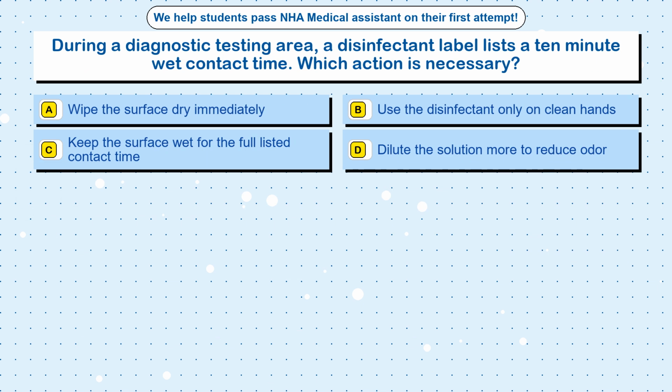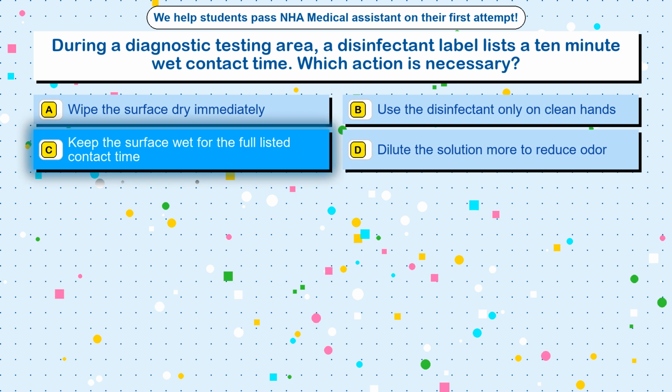Question 12. During a diagnostic testing area, a disinfectant label lists a 10-minute wet contact time. Which action is necessary? Option A, wipe the surface dry immediately. Option B, use the disinfectant only on clean hands. Option C, keep the surface wet for the full listed contact time. Option D, dilute the solution more to reduce odor. The correct answer is option C, keep the surface wet for the full listed contact time.